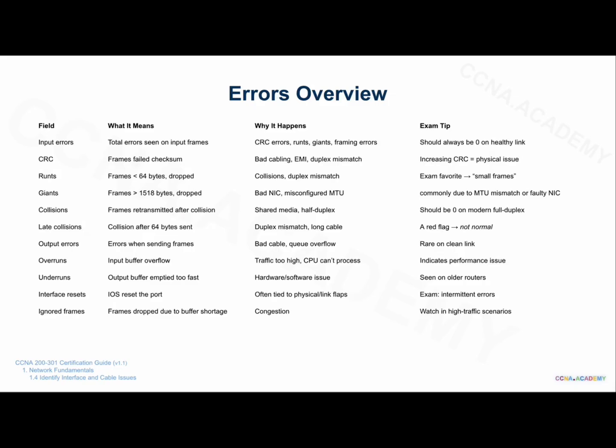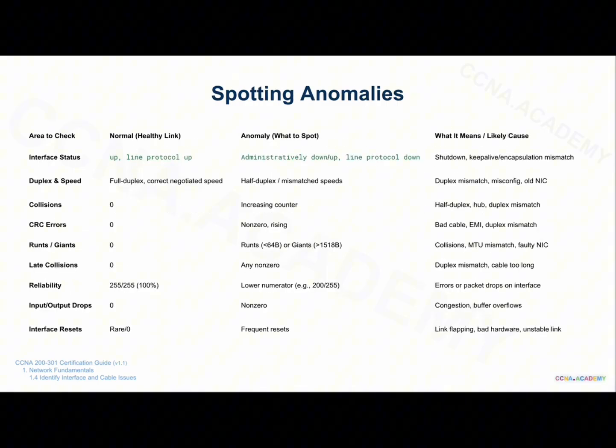Here you can see a summary of what we've already covered, so just use it as a quick reference during review. The exam will often give you a snippet of show interfaces and ask you to identify the problem based on these counters. The key rule is on a healthy link, these counters are always 0. Any increase means something is wrong, and the type of counter tells you exactly where to look.